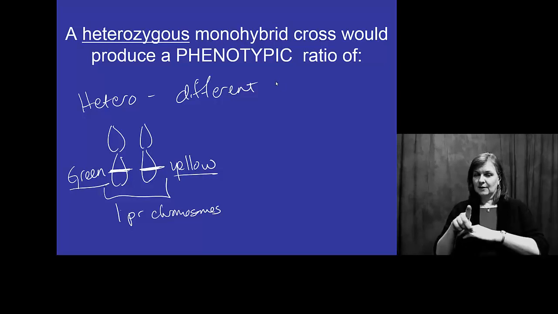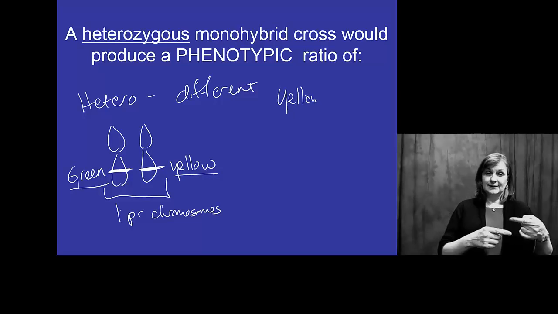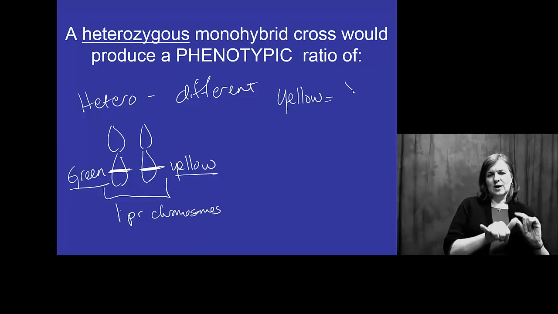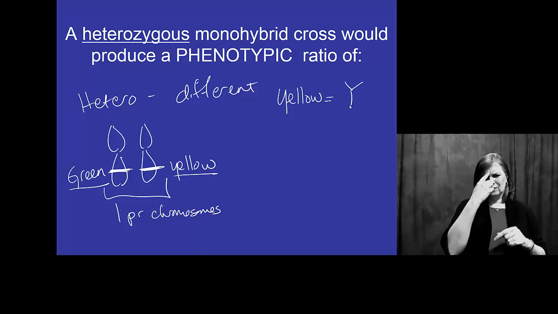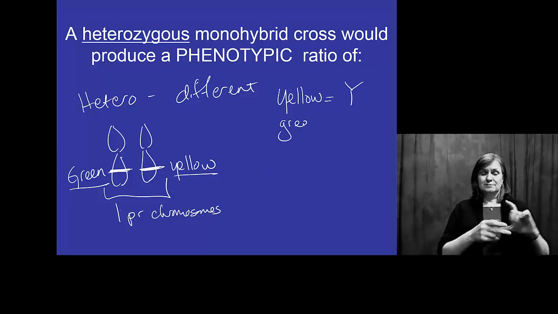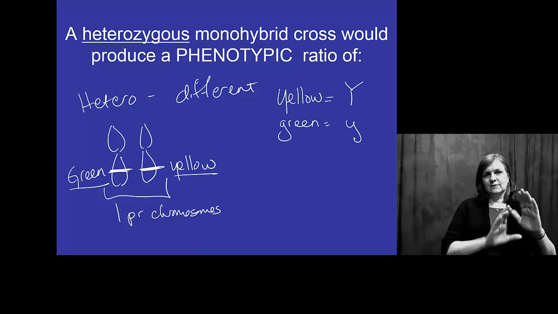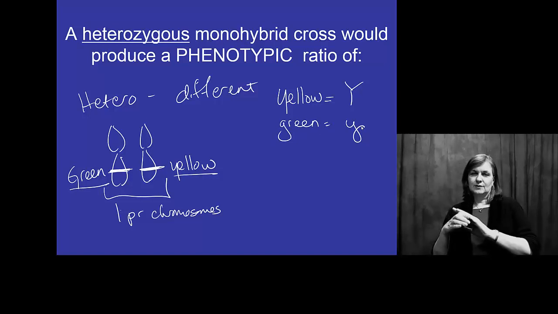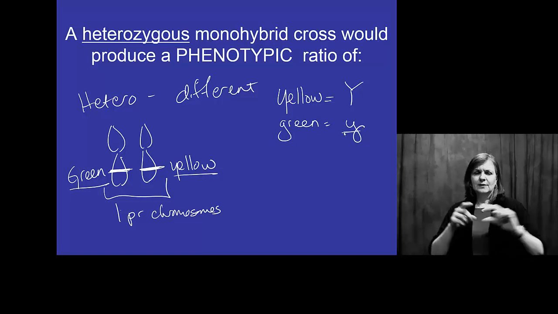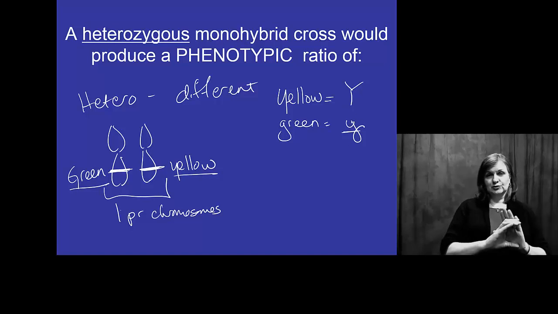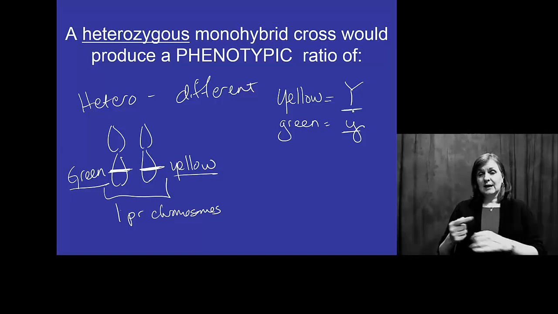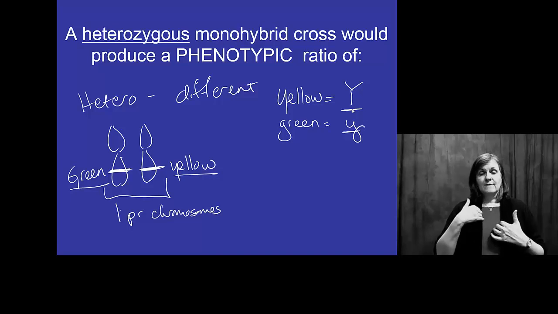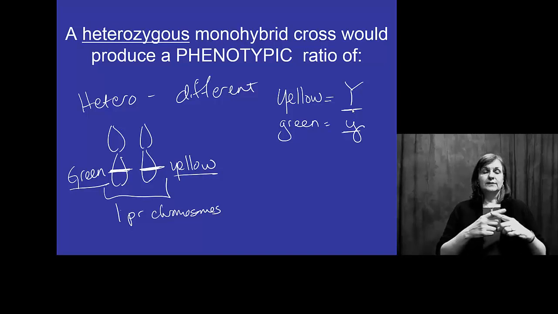So when we write these, we actually write yellow as being dominant. We've mentioned that before. So we write it as a big Y. Green then is its partner, so it would be a little y. Why a little y? Because this indicates to us that this is the recessive trait, while yellow is the dominant trait. So we use capital letters to indicate dominance versus recessiveness.